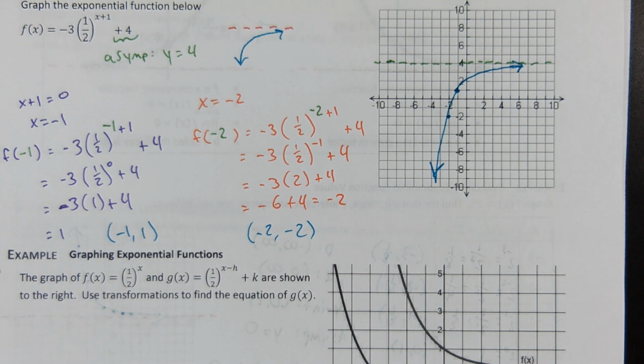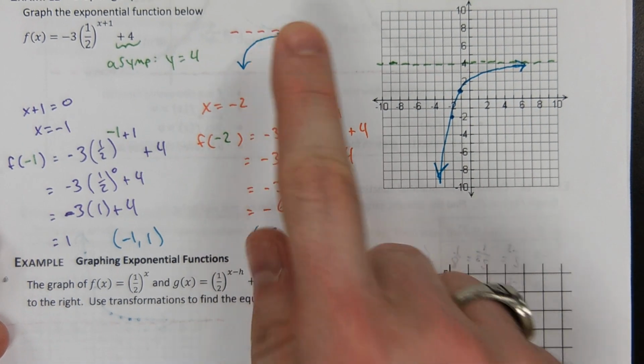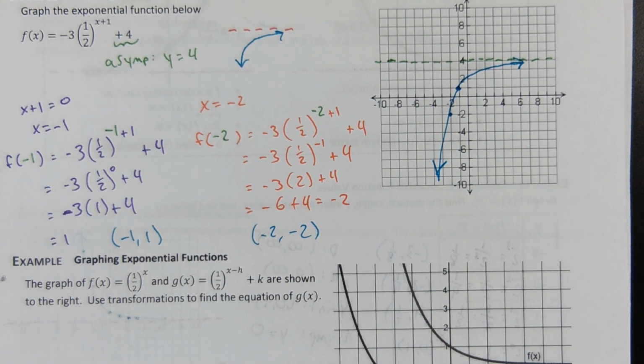Four things to graph an exponential. And one of those four is just know what its shape is going to look like. That's it. And the shape is based off of: is a positive or negative, is the base between 0 and 1 or bigger than 1? There it is.